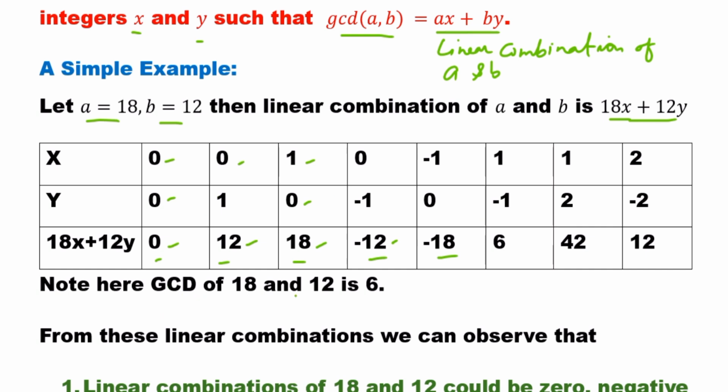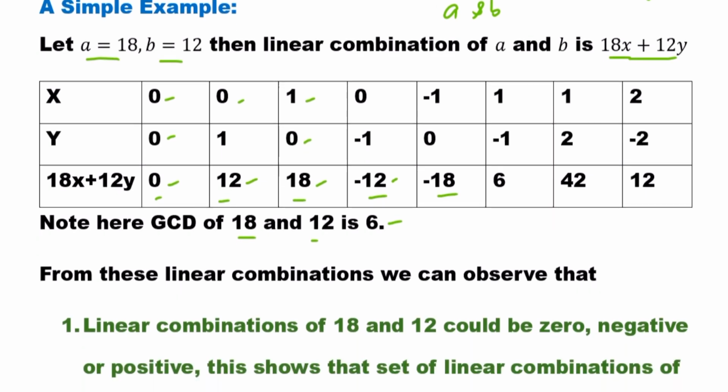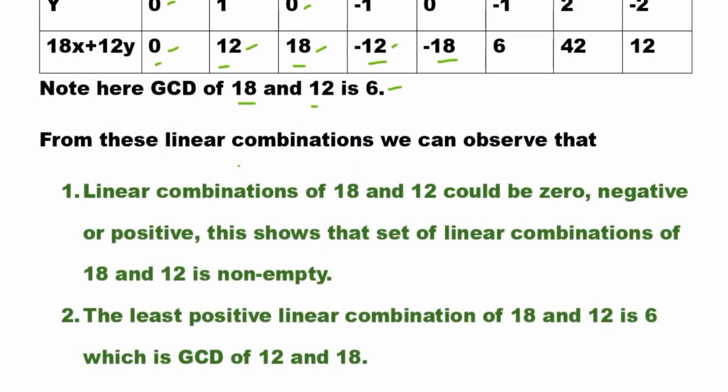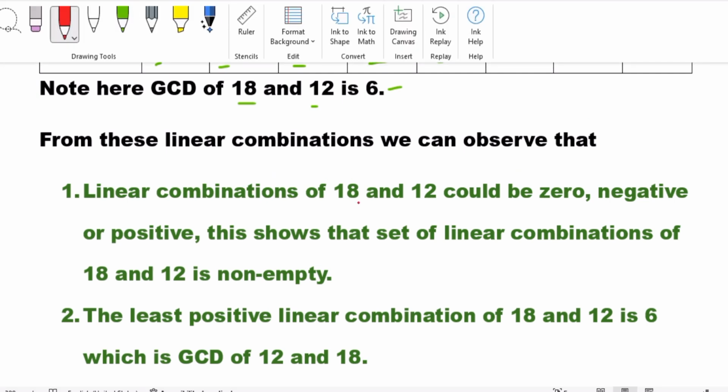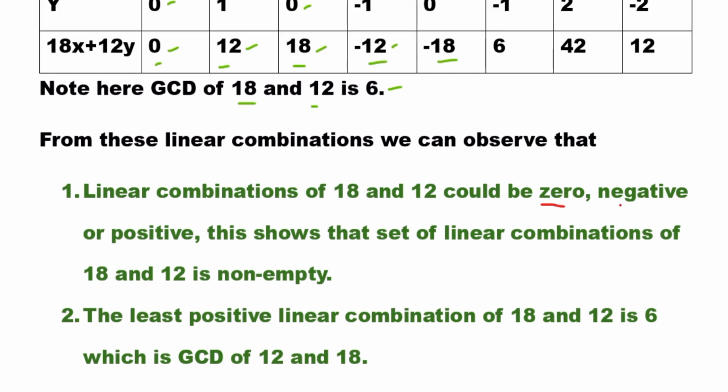Further, if you find the GCD of 18 and 12, this is 6. 6 is the greatest common divisor of 18 and 12. Now, these are the key points that we will use in the proof. For this linear combination, we can observe that the linear combination of 18 and 12 could be 0, negative, or positive. This shows that the set of linear combinations of 18 and 12 is non-empty. This is the first thing: the set of linear combinations of these integers is non-empty.